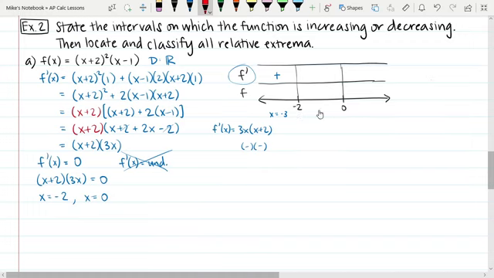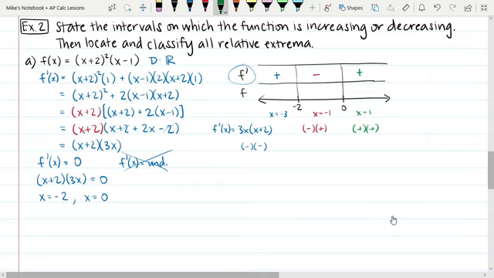Between -2 and 0, so -1. If I substitute -1 into f prime, that's going to be a negative times a positive, which is going to be a negative. And then if I substitute something greater than 0, so maybe x equals 1, that's going to be a positive times a positive, which is a positive.